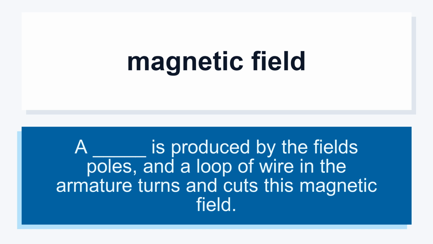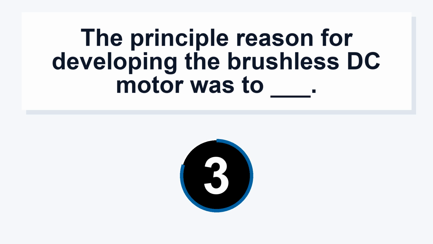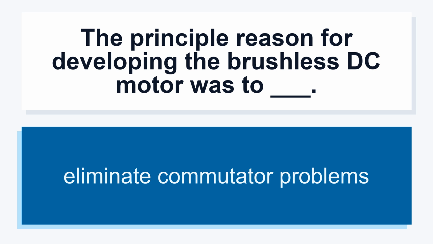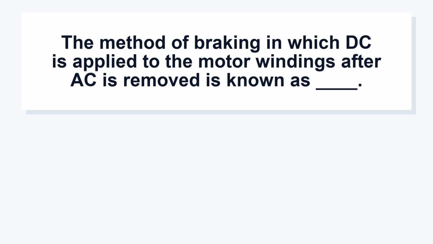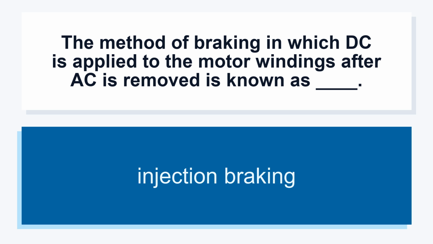Magnetic field: a magnetic field is produced by the field's poles, and a loop of wire in the armature turns and cuts this magnetic field. The principal reason for developing the brushless DC motor was to eliminate commutator problems. The method of braking in which DC is applied to the motor windings after AC is removed is known as injection braking.